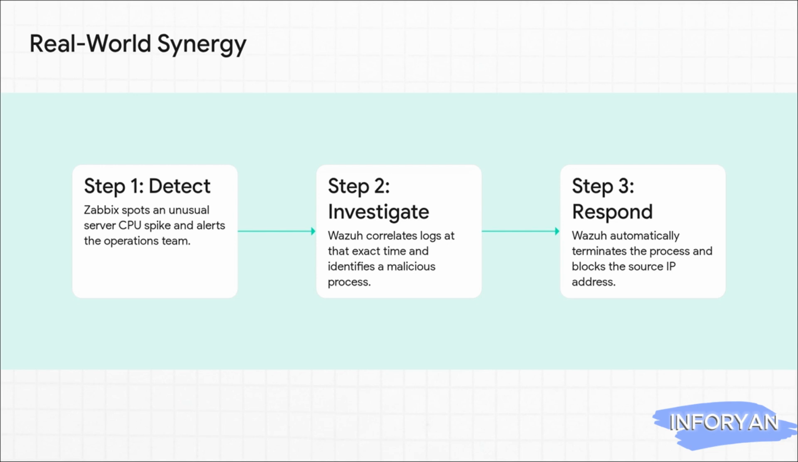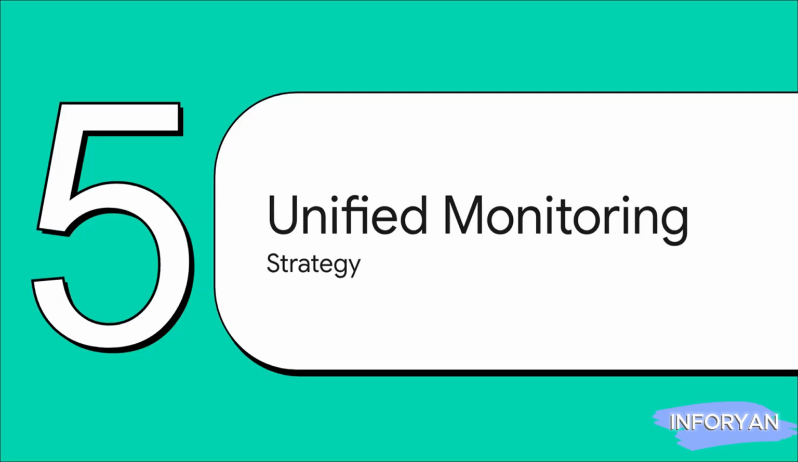And then here's the magic, step 3. Wazuh doesn't just find the problem. It acts. It automatically kills that malicious process and blocks the attacker's IP address. That right there, that is synergy in action. This is exactly what a modern, unified monitoring strategy looks like. It's not about choosing a tool, it's about creating a layered defense, where your performance monitoring and your security monitoring are working hand in hand, giving you that complete 360-degree picture of your environment.